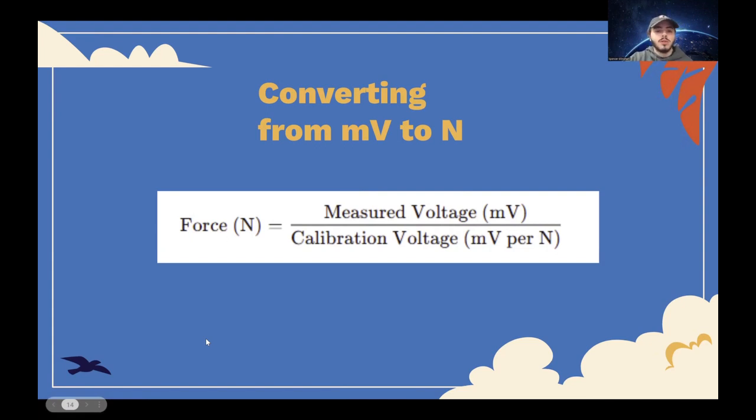So the first thing that we did was converting the millivolts to newtons. We did this by taking the measured voltage and dividing it by the calibration voltage, which is millivolts per newton, and this was about 1.47.